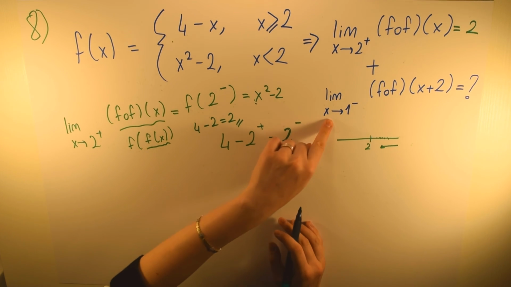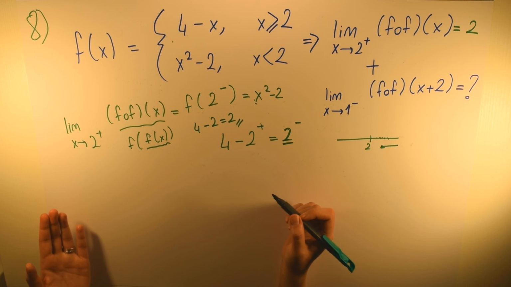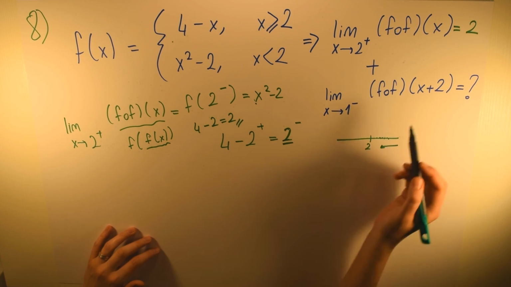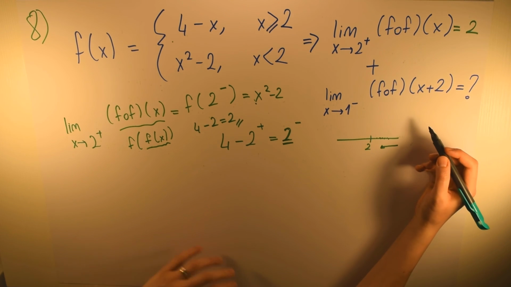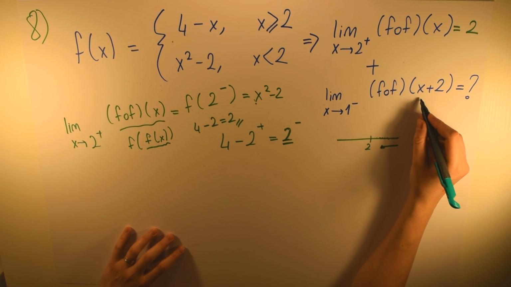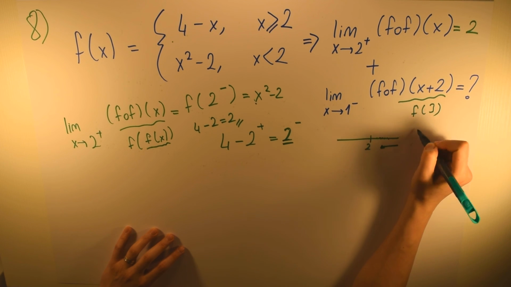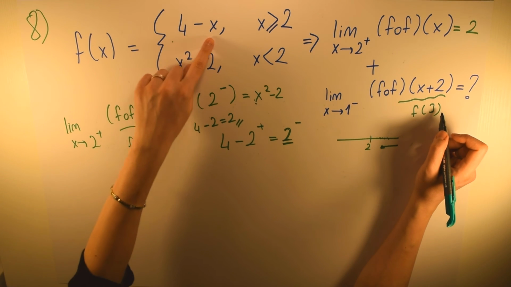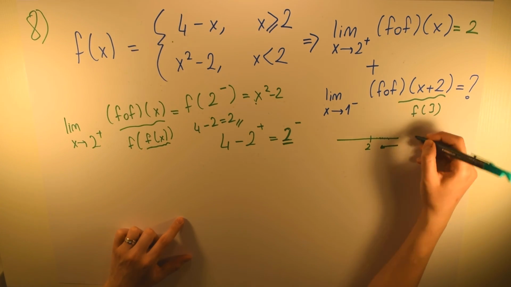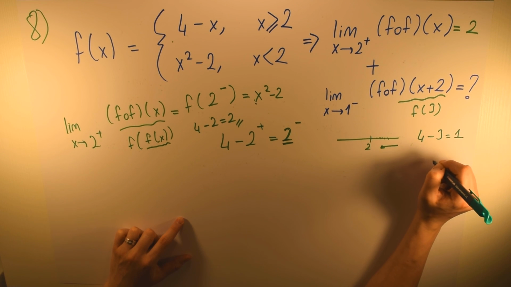Now we will do the same thing for the second one. Here we get closer to 1 from the left side, but we don't have x here, we have x plus 2. So when I put 1 instead of x, this will be equal to f of 3, right? 3 is greater than 2, so I will use the first one, which is 4 minus 3. This is equal to 1, right?